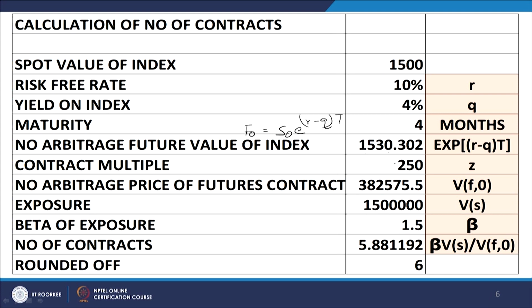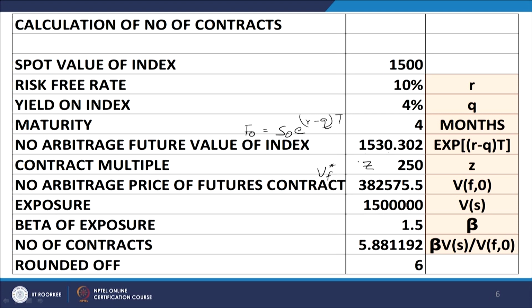You multiply it by 250 and you arrive at the futures value per futures contract, which turns out to be 382575. So, this is the value per contract. This is what we had as V star F. This is F0, this is V star F and this is Z.